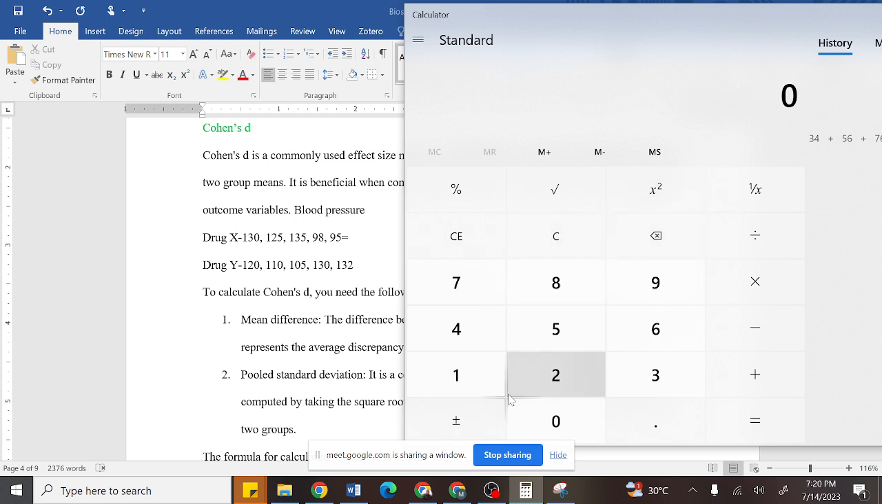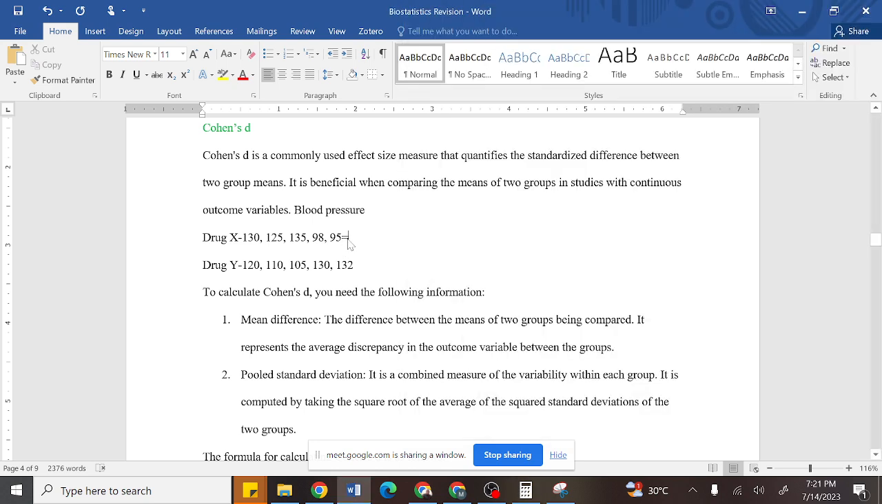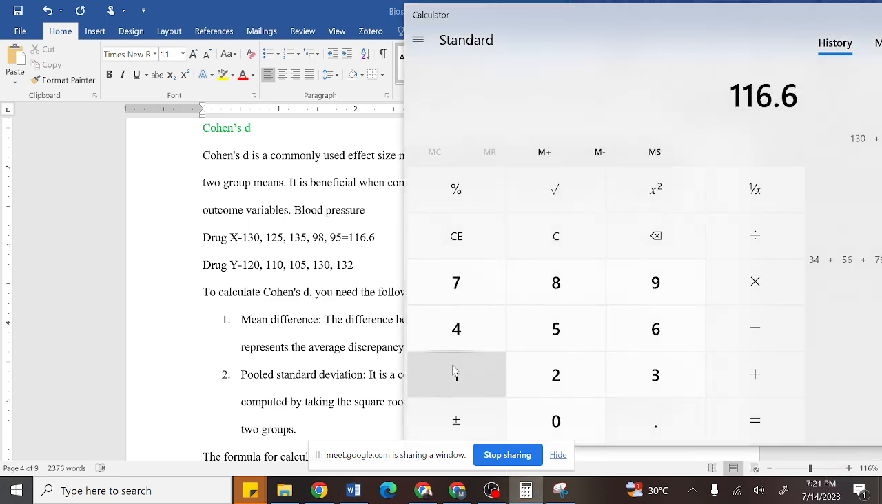For drug X, it's 130 plus 125 plus 135 plus 98 plus 95. Divide by 5, 116.6. The second patient, the second group, I mean, not the second patient.